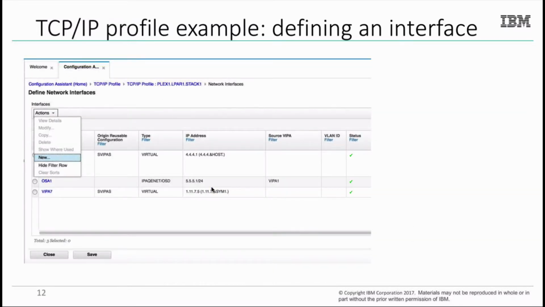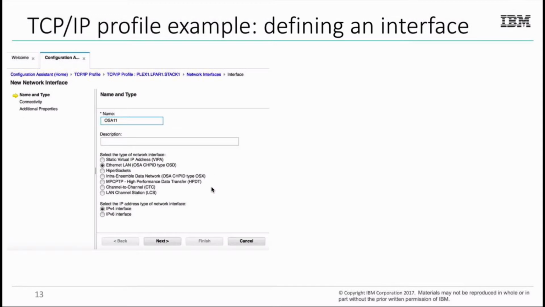The next slide gives you a table of defined interfaces. I'm going to add a new interface, so you can click and pull down Actions, New, which will then take you to the panel on the next slide. You get into a wizard for defining a TCP/IP interface.